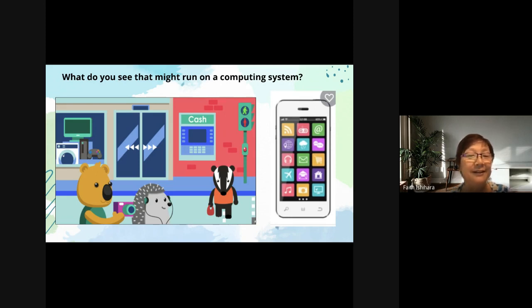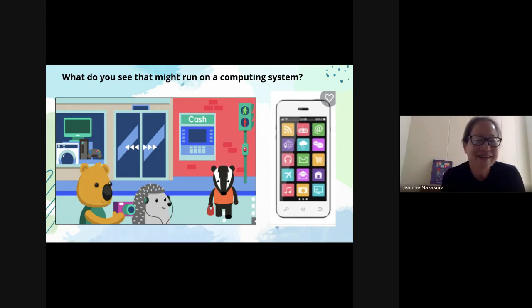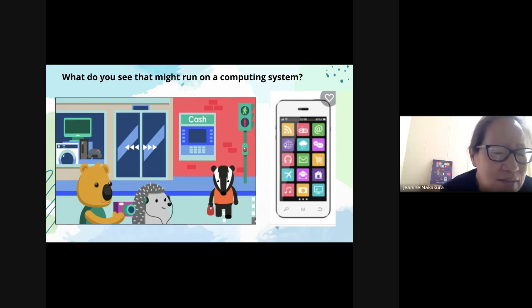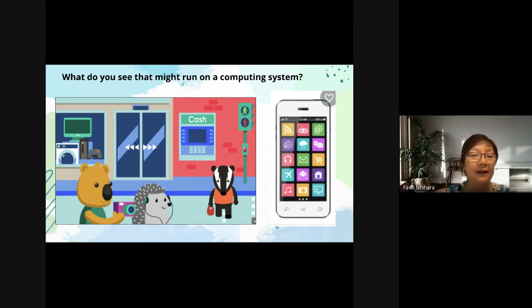Definitely camera, stoplight, ATM, the washing machine, for sure. Yeah, washing machine. I didn't even notice there was one in the picture. Good eyes. That little shop window. Yeah, good eyes. Pedestrian lights. Absolutely. Automatic doors, sliding doors. Yes.